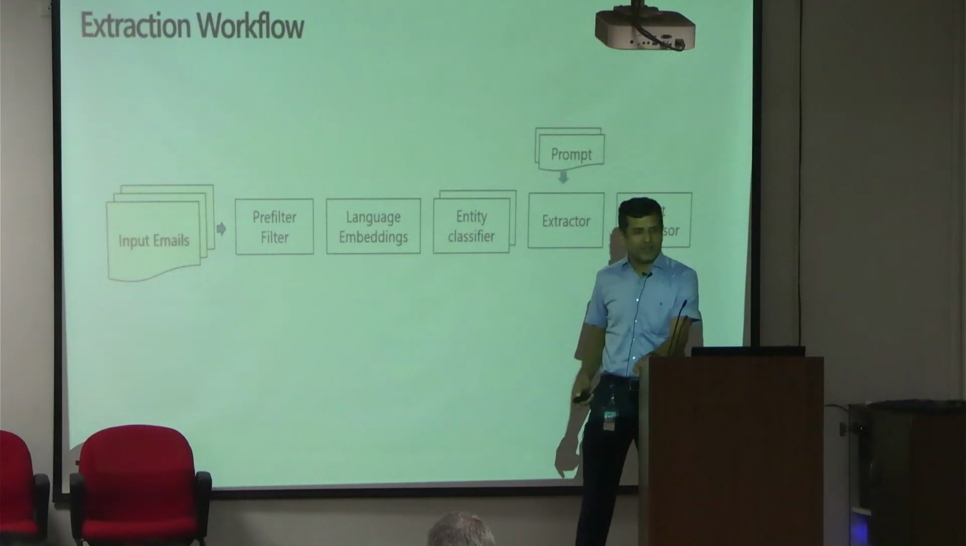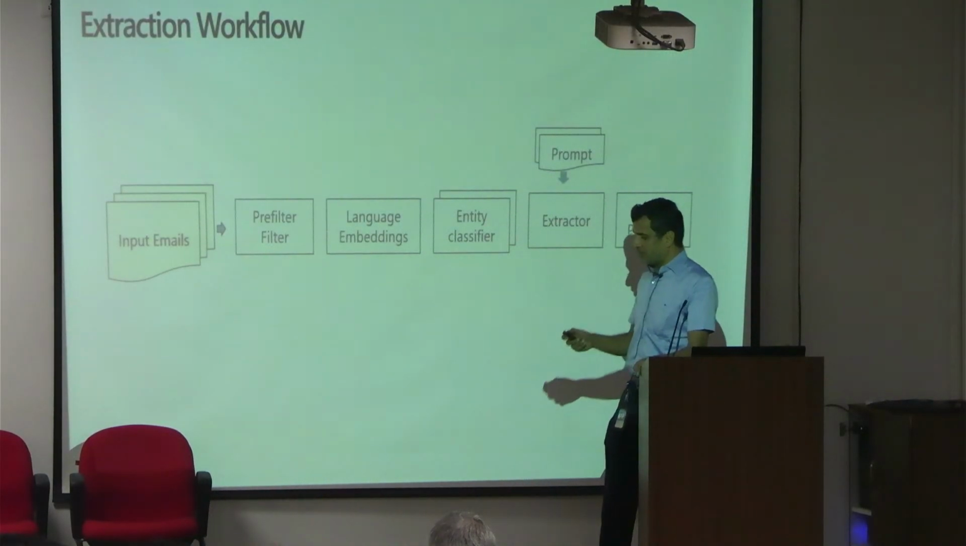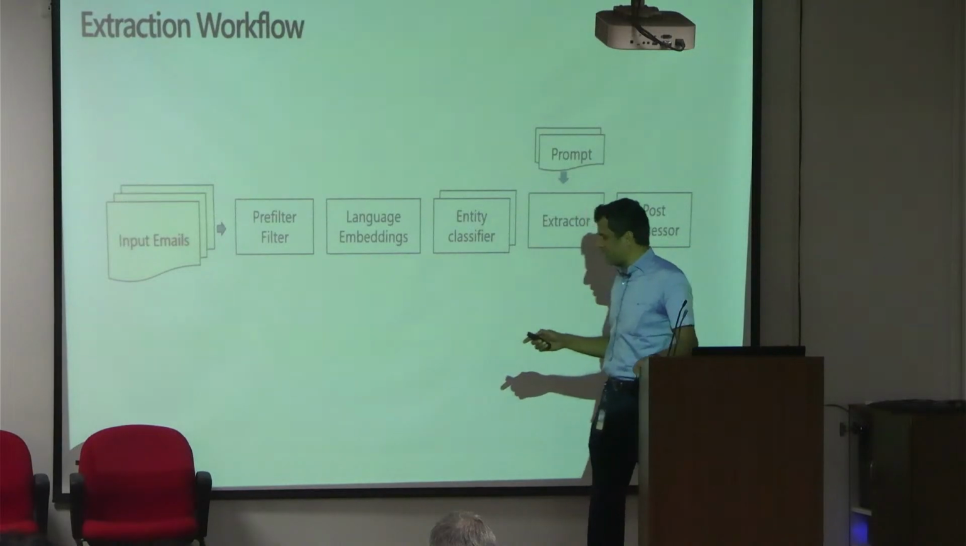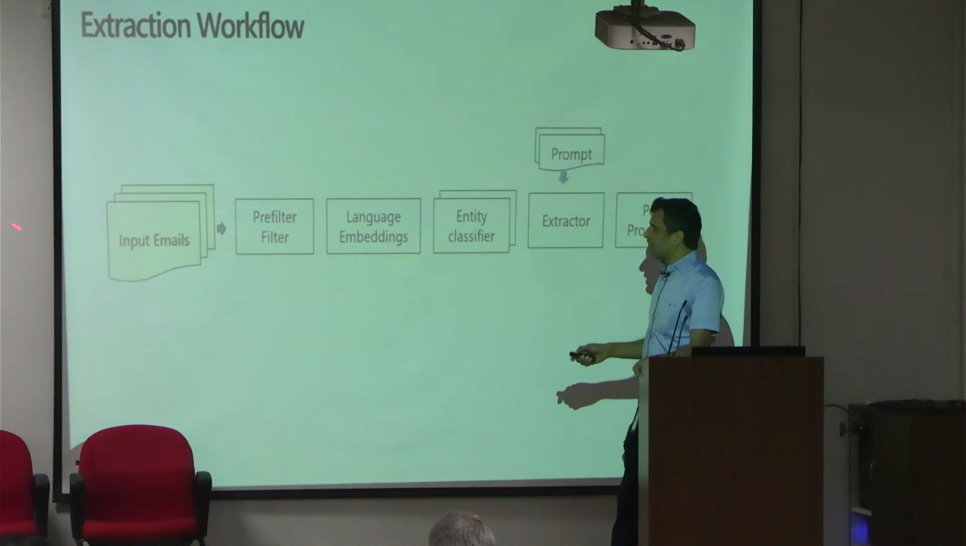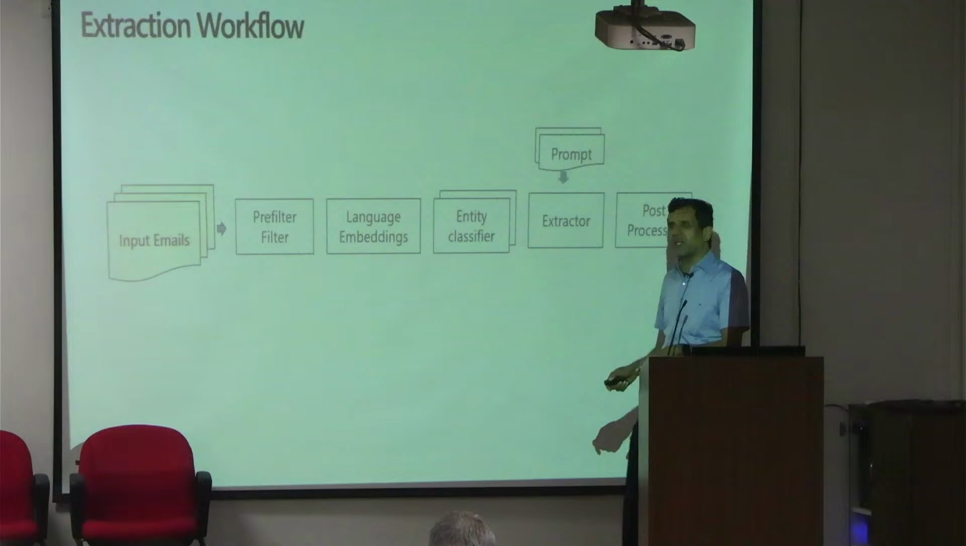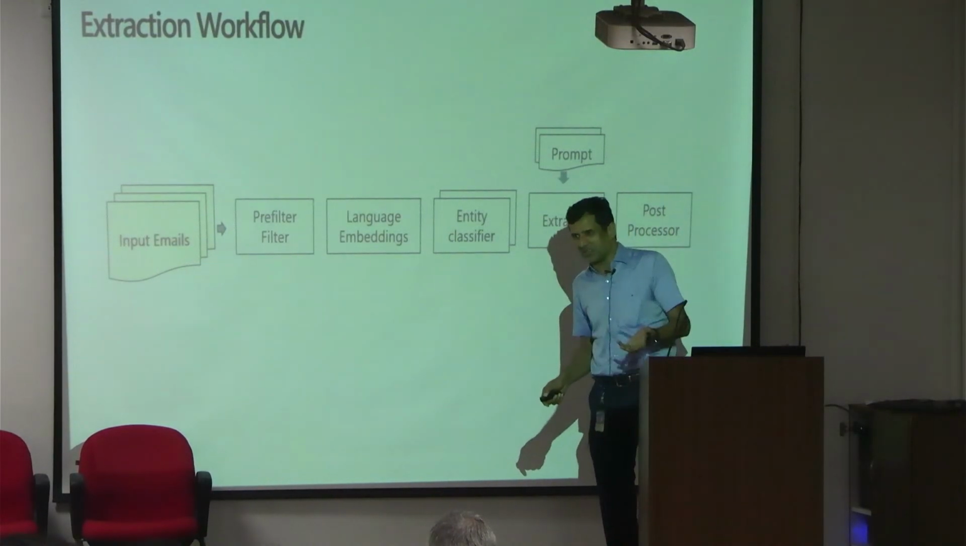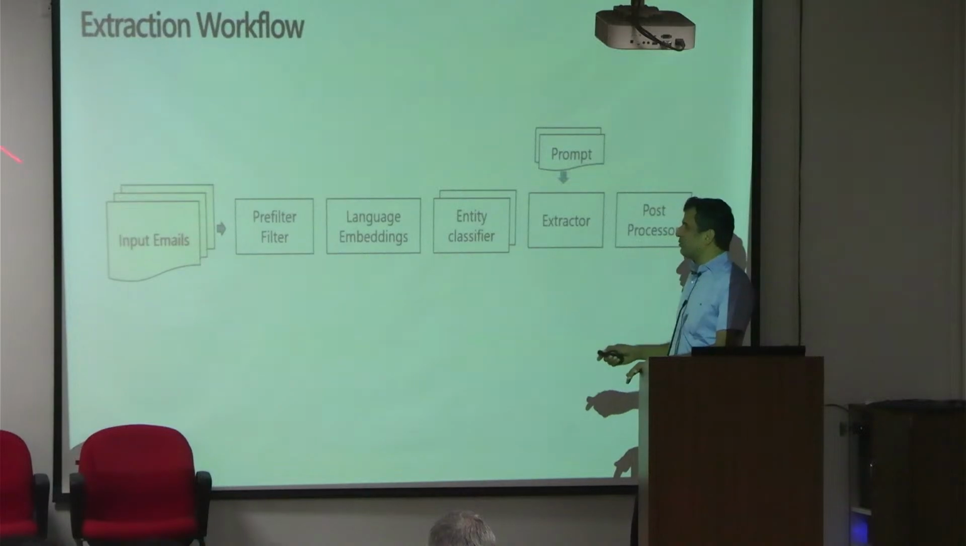Okay, so this is the extraction workflow we have. Like I mentioned, we take the input emails and we have a pre-filter. There are some emails we don't want to extract information from, say spam emails. Some of the emails are automatically generated emails. We don't want to extract information from them, so we remove those.